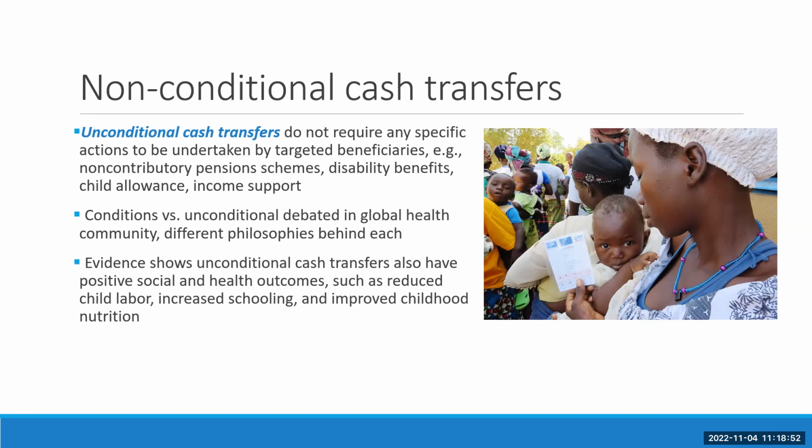So there is a camp within global health that feels that people, if you give them money, they tend to do the right thing with it. They tend to use it to help their families lift themselves out of poverty. So that conditional aspect is not necessarily needed. This is what this debate is, or the different philosophies behind these two approaches.